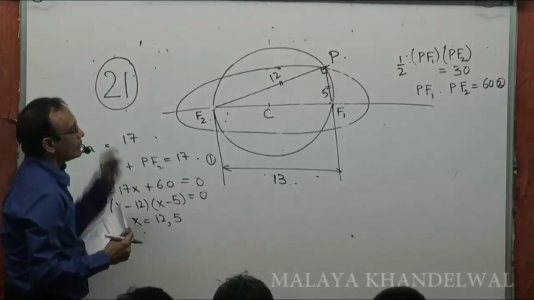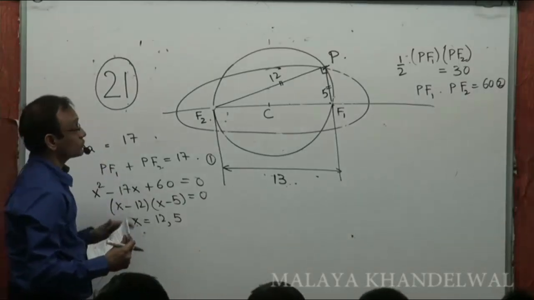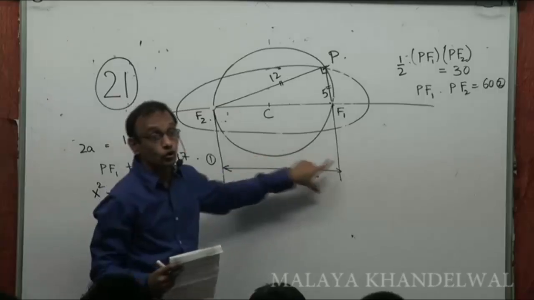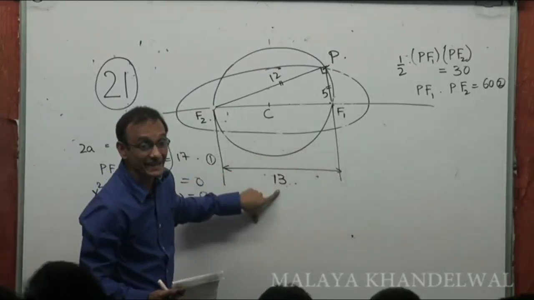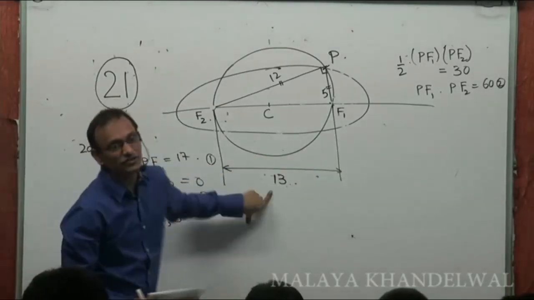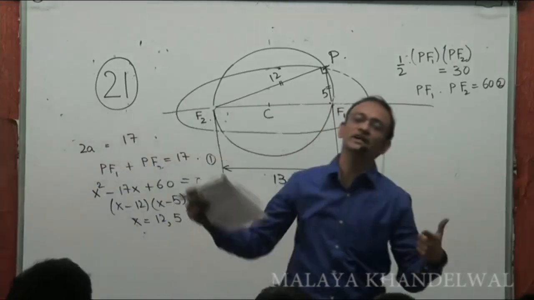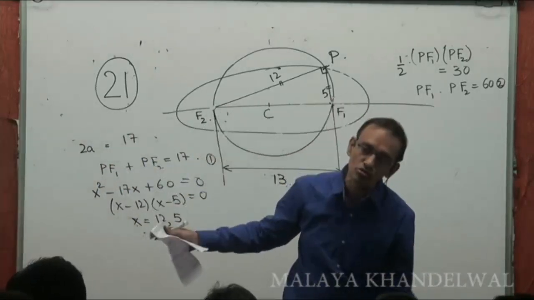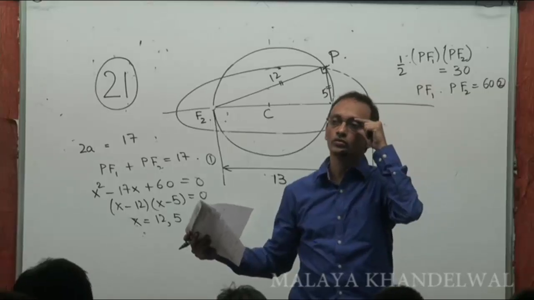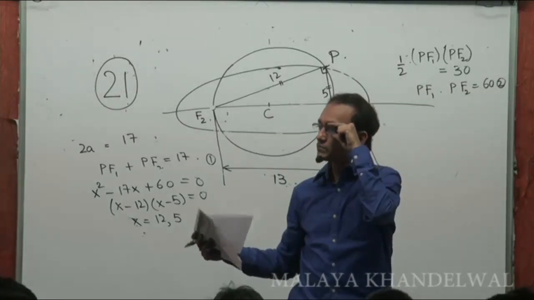And so this is also 2AE. 2AE is 13. 2A is known, so eccentricity of the ellipse is also known. And if E is known, A is known, then B squared, which is A squared into 1 minus E squared, is also known. Is that all right?